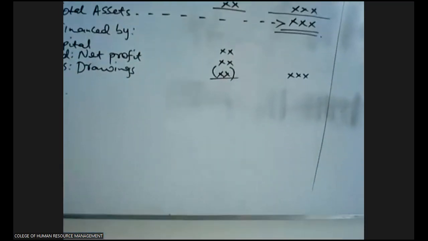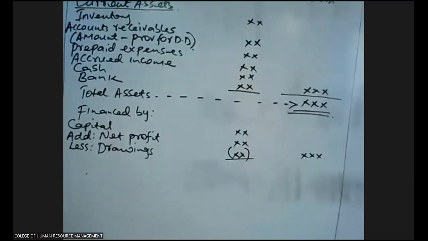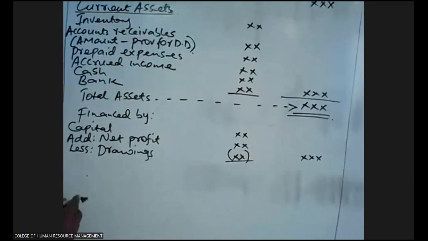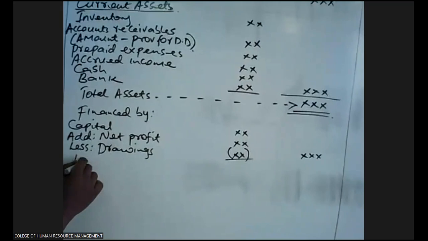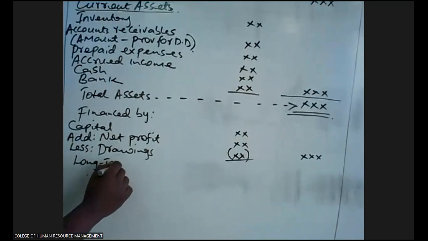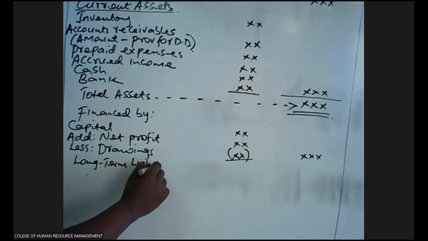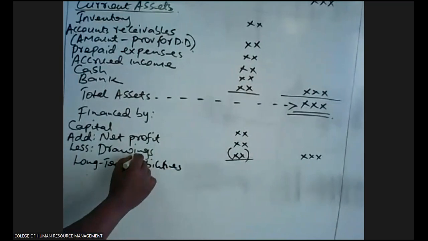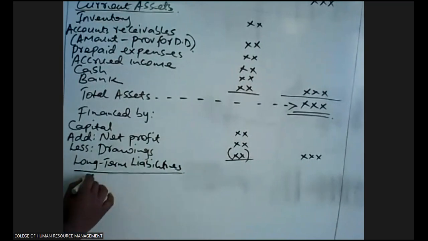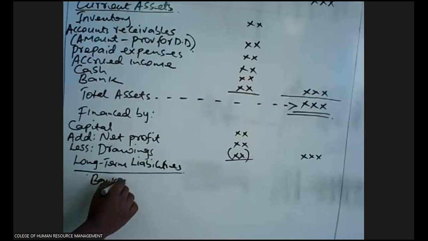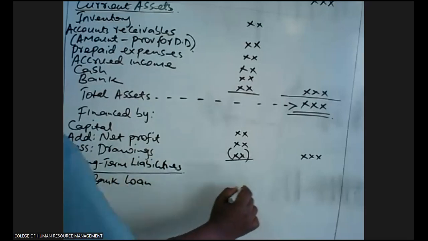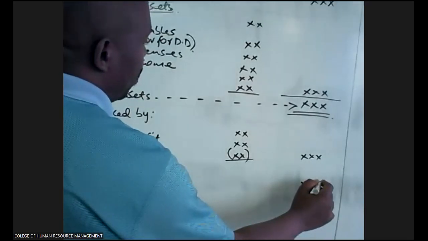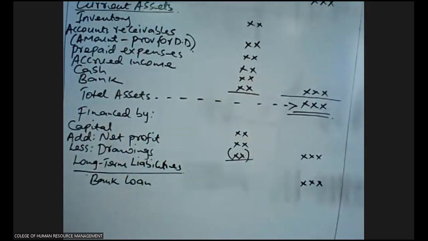Some of the assets were financed by that capital. Others were financed by long-term liabilities. For the sole trader, the long-term liability is normally the bank loan. You put it there because it does not have another figure that you are going to add to it. So if you have a figure, put it there.